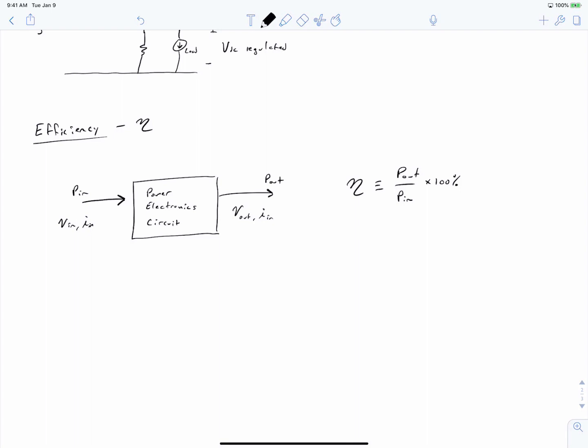And if efficiency is not 100%, then there's some loss somewhere, and we can represent that here. This will be a useful relation as you solve power electronic circuits going forward in the class. Remember, you can always write P in is equal to P out plus P loss. And you can always relate this back to the input and output voltages and currents.